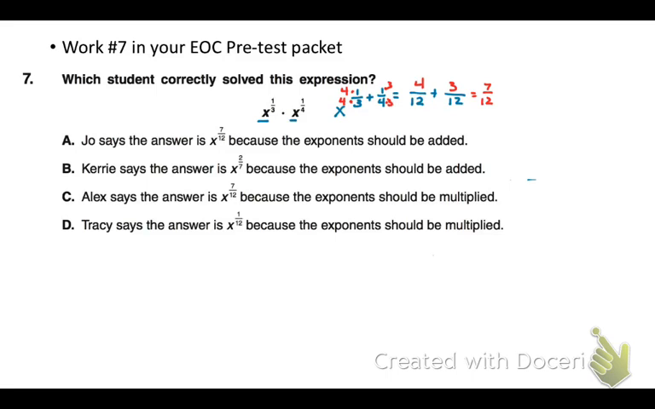So let's see who did this correctly. Well, it looks like Joe says the answer is x to the 7/12 because the exponent should be added. That looks right to me. Let's look at Alex's answer. Alex says the answer is x to the 7/12 because the exponents, no, we did not multiply the exponents, so we're going with Joe.